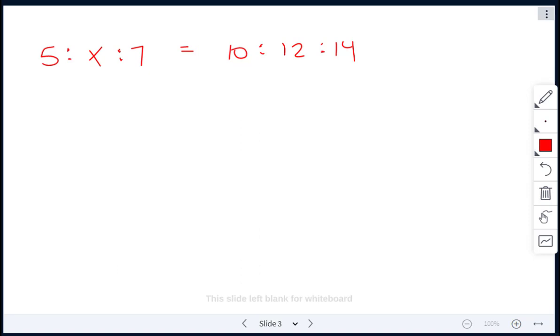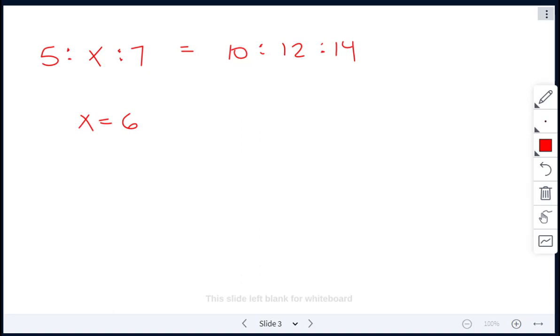Okay, so lastly, we're just looking at a ratio that has 3 numbers here. So we have to solve for x. Look here for the pattern. We have 5 going to 10. We have 7 going to 14. So this one's a simple one. A number multiplied by 2 will give me 12. So therefore, x will be equal to 6.